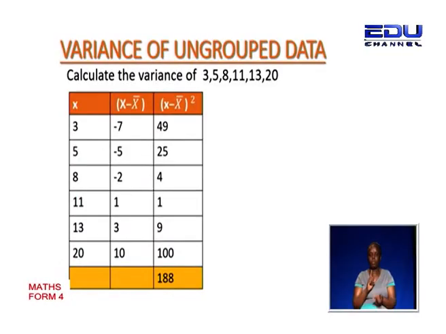Variance of ungrouped data. Suppose I give you a data set like 3, 5, 8, 11, 13, and 20, and our interest is to work out the variance. Then I'll proceed as usual, where I'll capture the X column, which is the data points, which is 3, 5, 8, 11, 13, and 20. Then the first thing I'll do is to work out the mean of that data.